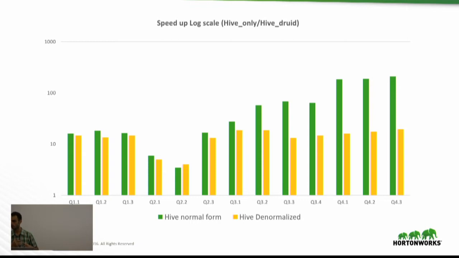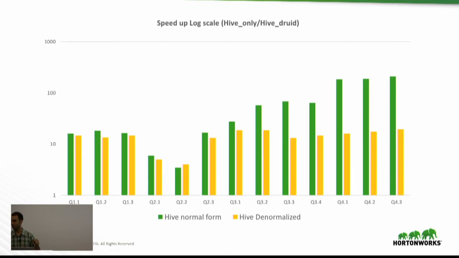It is stored in HDFS in ORC, and you will have to do the joins to answer the query. In the other case, the data is in HDFS and denormalized, so you don't have to do any join, right? This is not involving Druid.